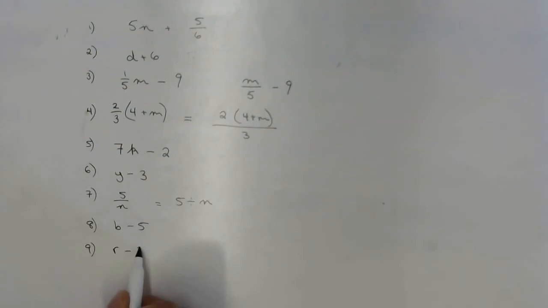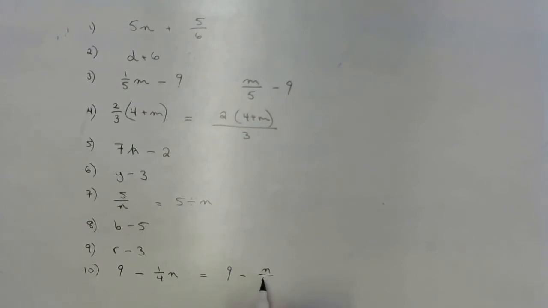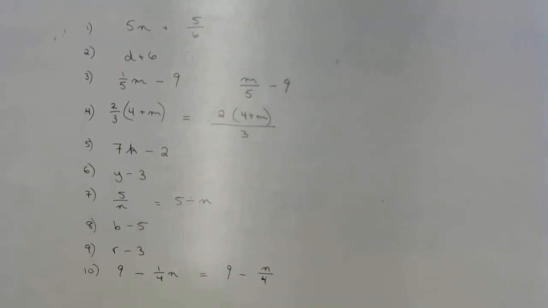Number 8, take away 5 from b. These are too easy. r minus 3 is 3 less than r. And last one, number 10, 1/4 of n is subtracted from 9. So I got to start with 9, and I need to subtract 1/4 of n, or, like we said before, n over 4. That will result in 1/4 of n. Okay, go ahead and give yourself a smiley face or a sad face or nothing at all, and that's your grade for part 1 of this lesson.